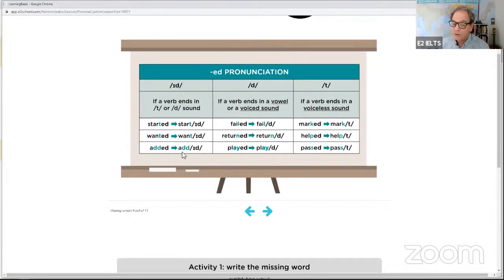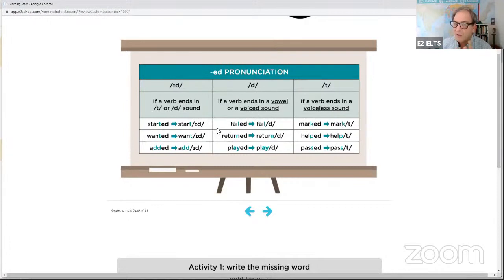Add, d, past tense, added. It's very worthwhile taking a screenshot of this and practicing. If the root word or verb ends in a vowel or a voiced sound, like play, then we add a d sound. Fail, now voiced, we're going to learn that means our vocal cords are engaged. So fail, it's not a soft sound, it's a voiced sound. Fail becomes failed. Return, voiced sound, returned.